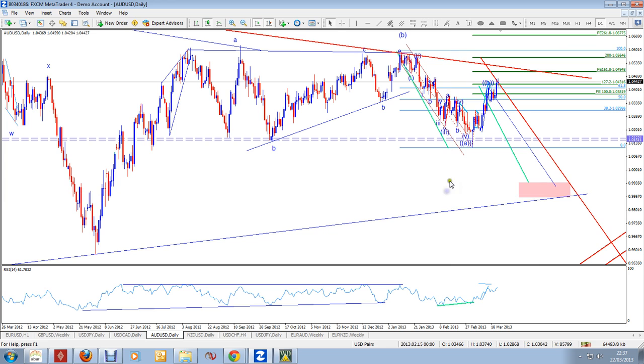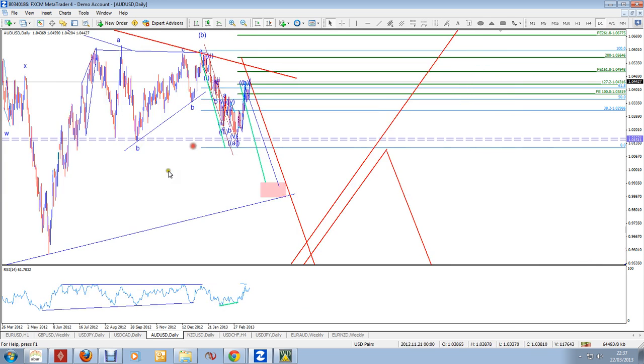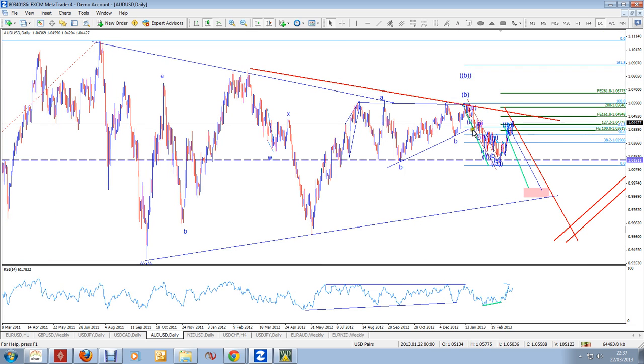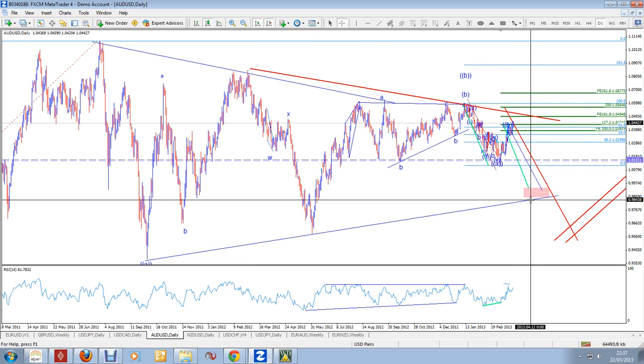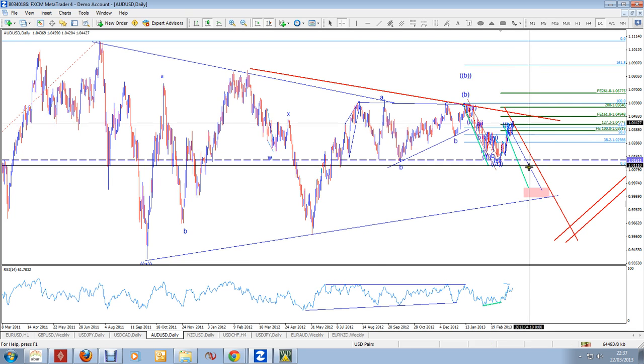That's one. The second thing is that longer term we are still within this triangle, and if the triangle is likely to play out, then quite possibly we expect this one to come down back here. If this one came down back here, then that would suggest the dollar has to be relatively strong against the Aussie dollar.